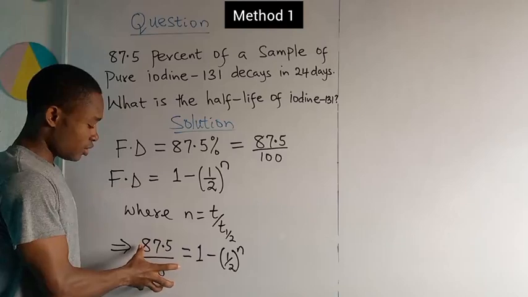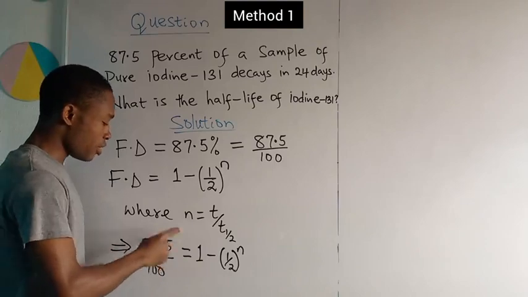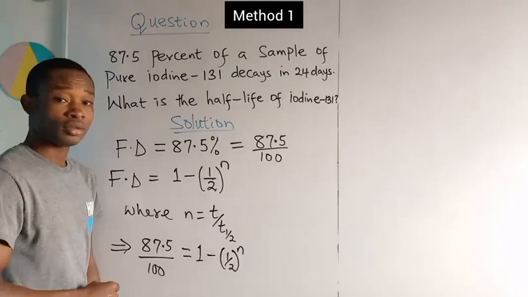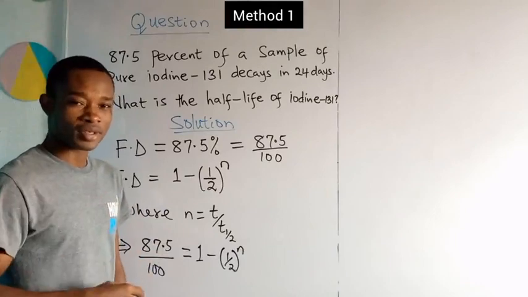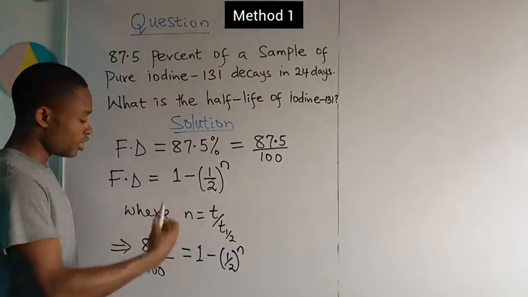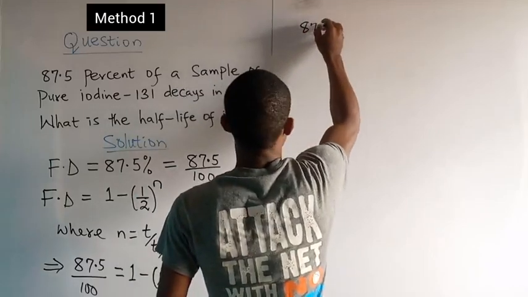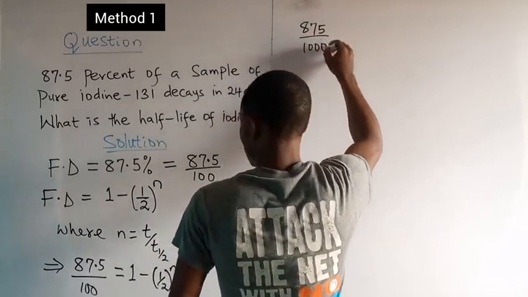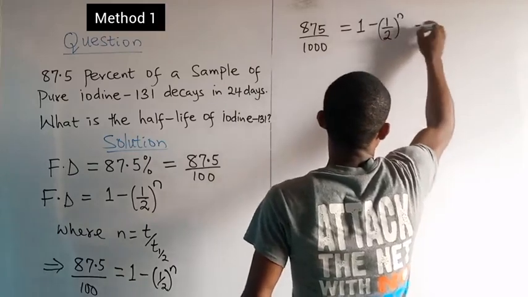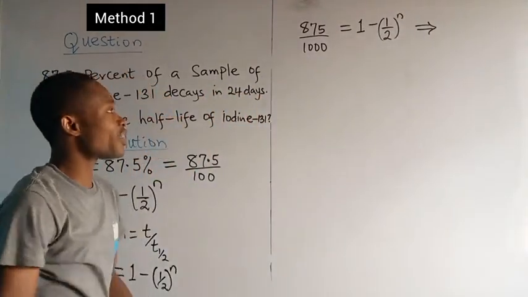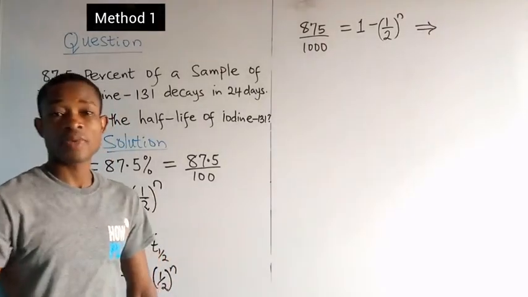I'm going to convert this numerator to a whole number. Since I have one decimal, I'm going to multiply the numerator and denominator by 10. If it is 2 decimals, I'll multiply by 100. So if it is 3 decimals, you're going to multiply by 1000. So here we have 1 decimal, so numerator and denominator multiplied by 10 is going to give us 875 divided by 1000, and that is going to be equal to 1 minus 1/2 raised to the power of n. This implies that now we can reduce 875 over 1000.